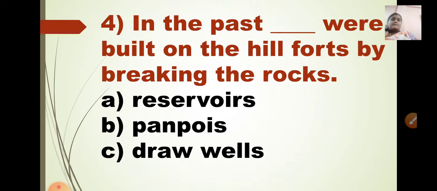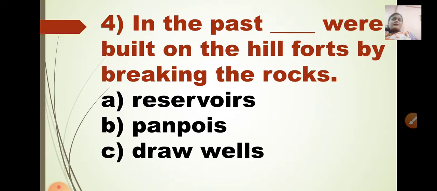In the past, dash were built on the hill forts by breaking the rocks. Okay, in the past. What were built on the hill forts by breaking the rocks? Three options again. A option is reservoirs, B option is panpois, and C option is drawbells. Now reservoirs are what? They are old water stores.